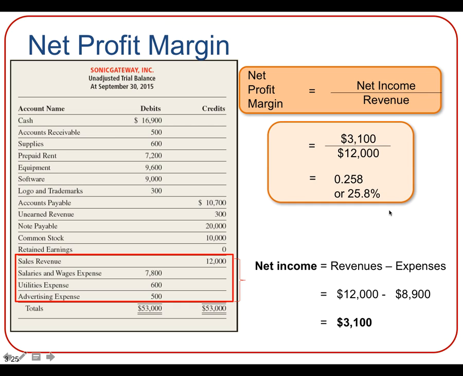And this number could change all the time as you are changing your revenue, unless your revenue increases always proportionally with the way expense increases. But otherwise, this ratio could change, right?